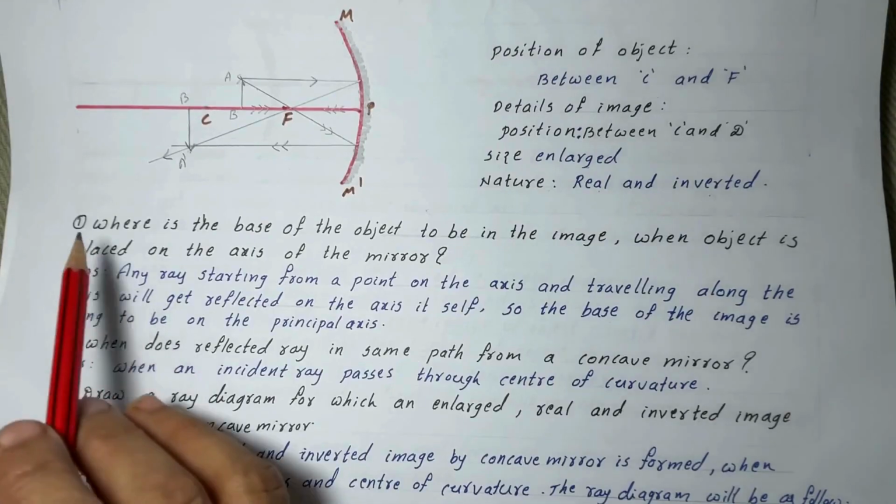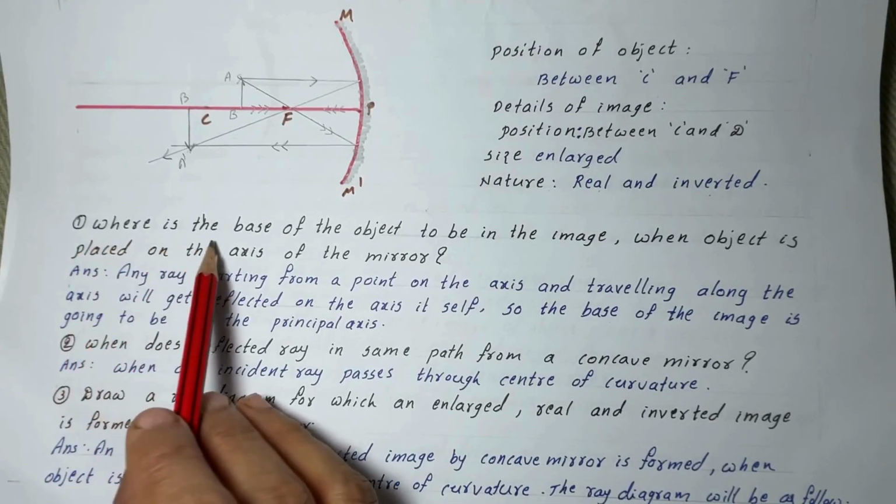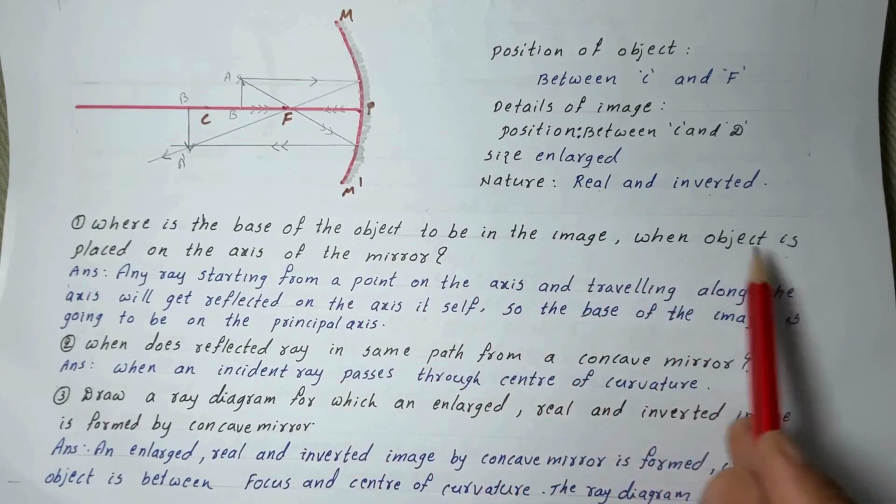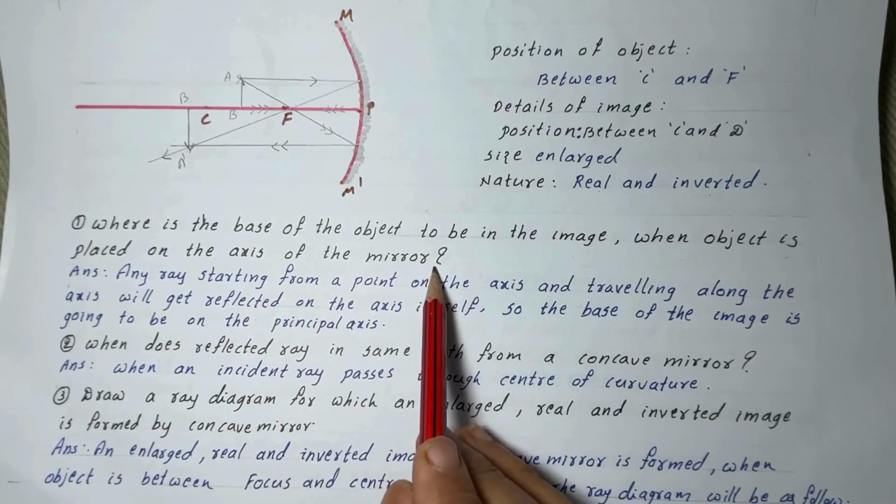Now come to the questions. First question, where is the base of the object to be in the image when the object is placed on the axis of the mirror?